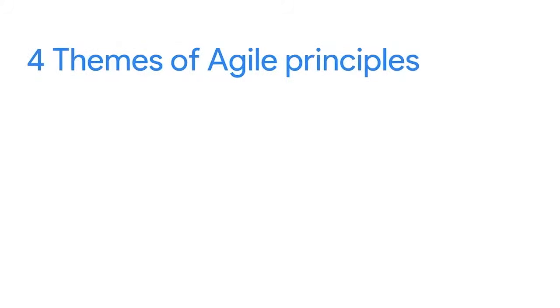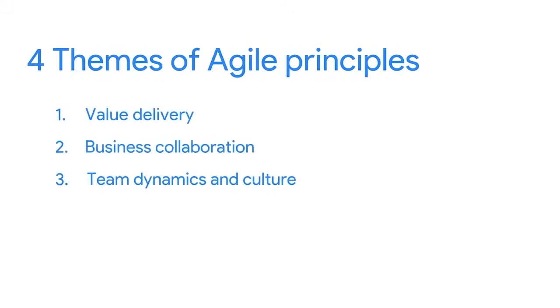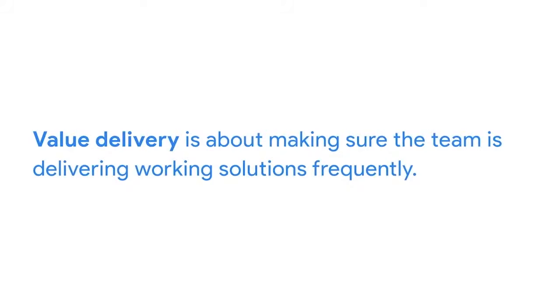As the project manager or Scrum Master, it's your responsibility to help teams improve how they work and coach them on how to effectively adopt Scrum practices. So anticipating and understanding how to work through common challenges before they happen is super important. Remember the 4 themes of Agile principles that we discussed in an earlier video? To refresh your memory, the themes are value delivery, business collaboration, team dynamics and culture, and retrospectives. In this video, we'll focus on challenges you might encounter with an Agile team that are related to the first 3 themes.